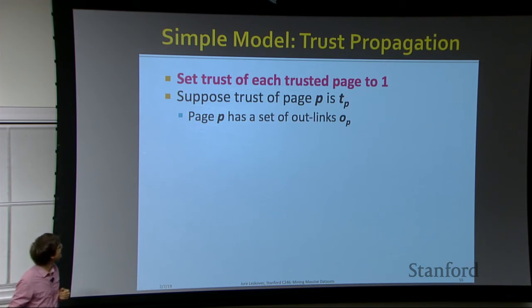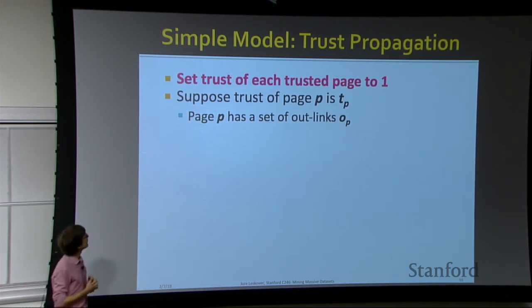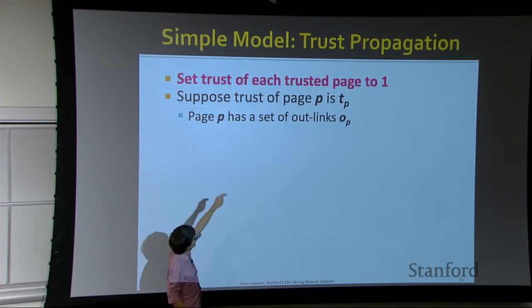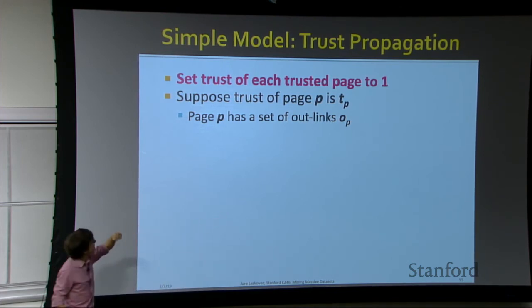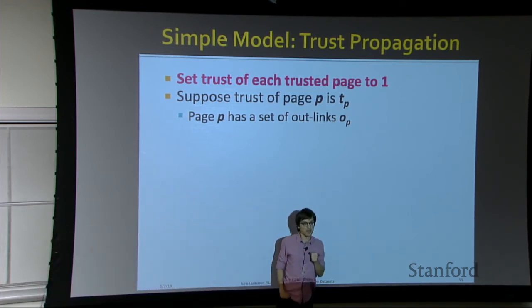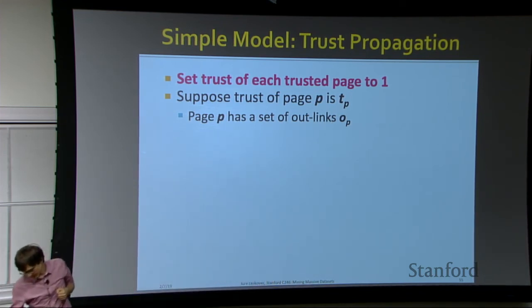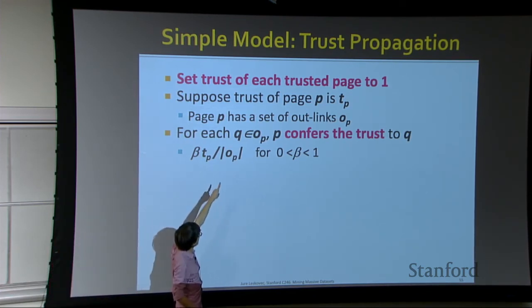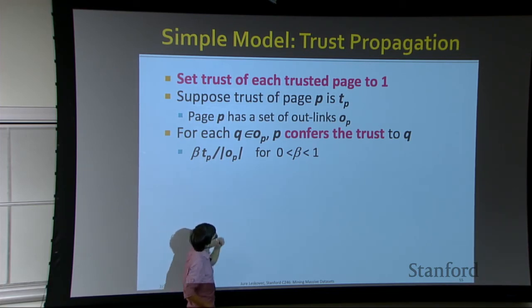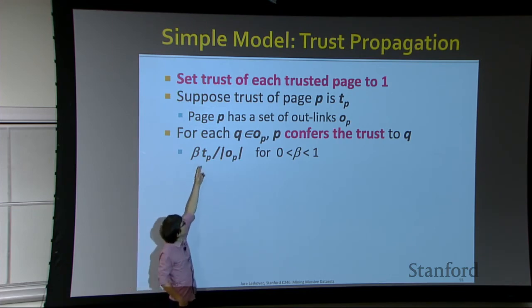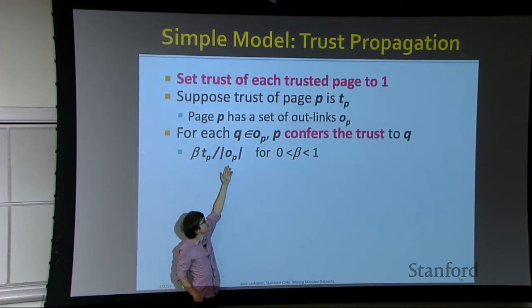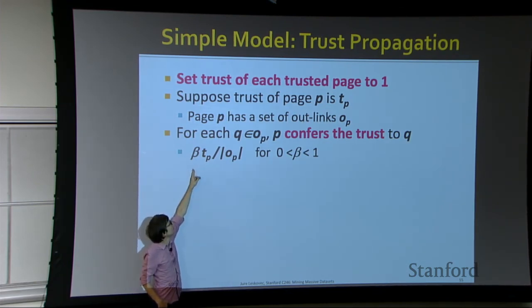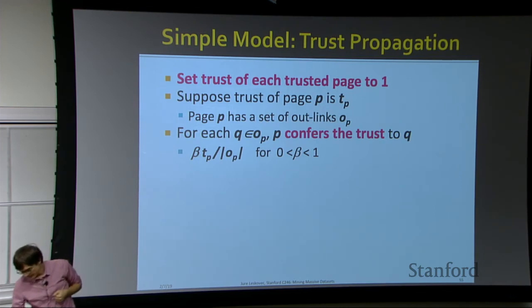So how would you think about this, right? The way you could think about this is the following. Let the trust of each trusted page be equal to 1. And let's say that for each trusted page p, we will set its value of trust to be t_p. And let's assume that page p has outlinks o_p, right? So o are the outlinks, and t is the trust of a given page. Then what I could do is say the following. For each of the pages q that page p points to, I will transfer some trust over, right? So I will take my own trust divided by the number of my outlinks, multiply this with some discount factor beta, and this is what I send to my neighbor, right?